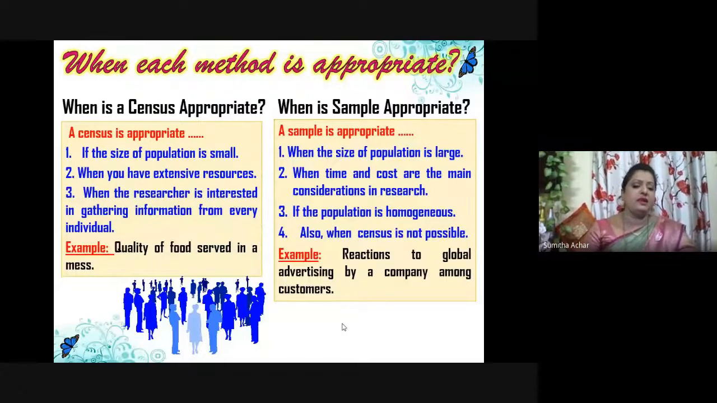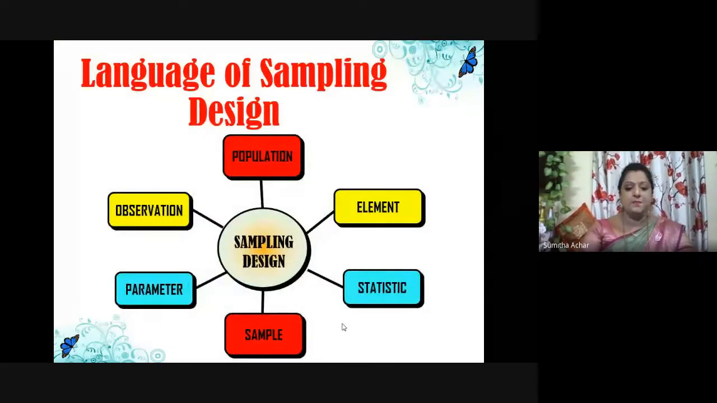But when you have limitations with time and cost, it's always better to go for the sample study, right? And if a researcher is interested in gathering information from every individual, then of course you can go for the census study. If the population is homogeneous, then it is better to go for the sample study, right? And when the census is absolutely not possible, preferably the solution is a sample study. So this is an idea of when exactly you should go for the census and the sample.